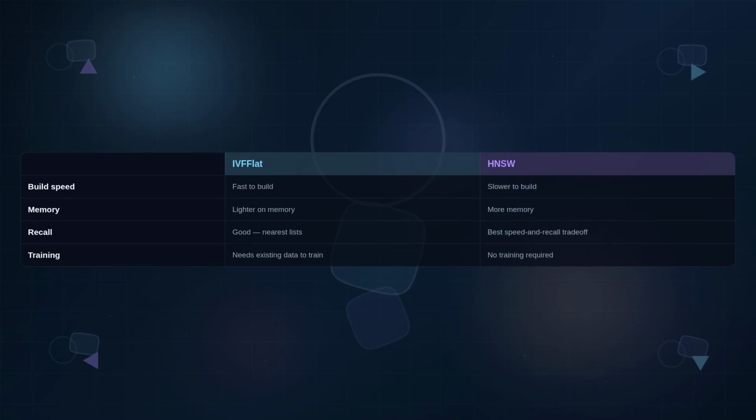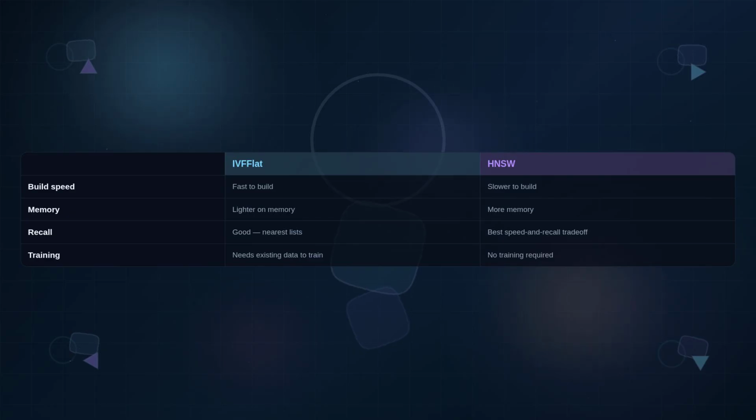pgvector offers two index types, and choosing between them is the most consequential decision in this whole topic. Let us see how each one thinks. The first is IVFFlat. The idea is to divide all your vectors into a number of groups called lists, where each group holds vectors that are near each other. At query time, instead of scanning every vector, the index figures out which few groups your search vector is closest to and only searches inside those. Fewer groups examined means a faster query.